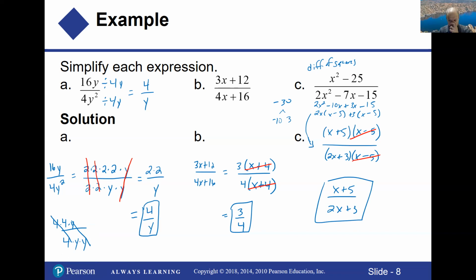All right, so again, you're looking to see if you can factor the numerator. Do that first. See if you can factor the denominator, factor that out, and then cancel any common factors. That's basically the process of simplifying rational expressions.